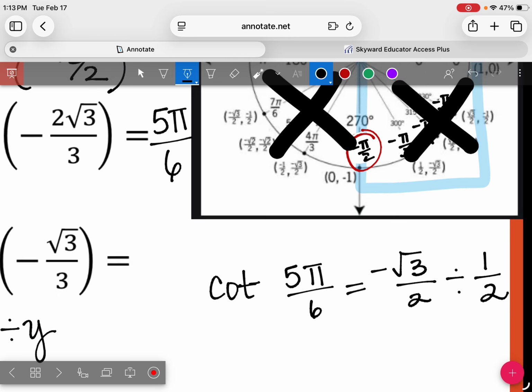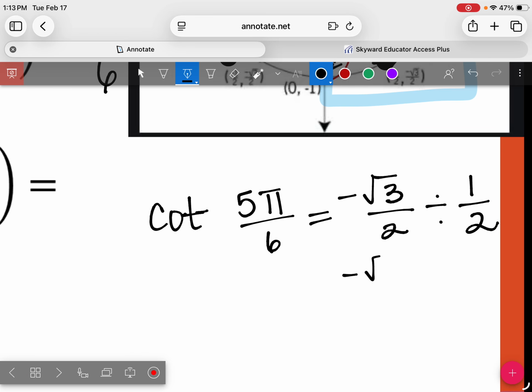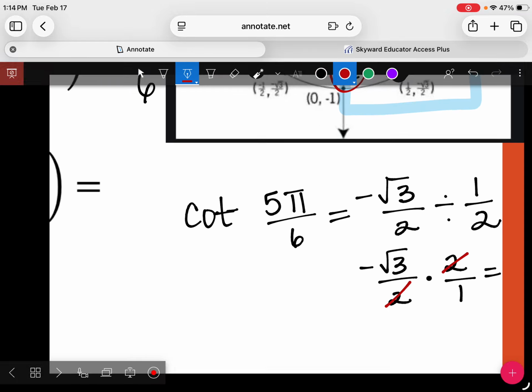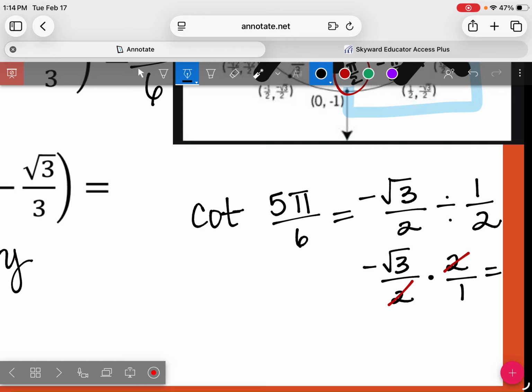Now go ahead, do your keep, change, flip. Keep, change, flip. All right. The only way it's going to be a negative root 3 over 3 is if we end up with a root 3 in the bottom. Will I have a root 3 in the bottom after I cancel out the 2's? Where is my root 3 going to be? It's at the top. So I end up with negative root 3.